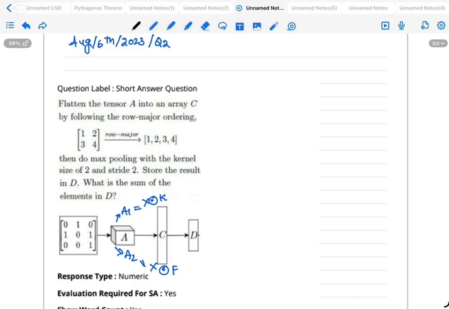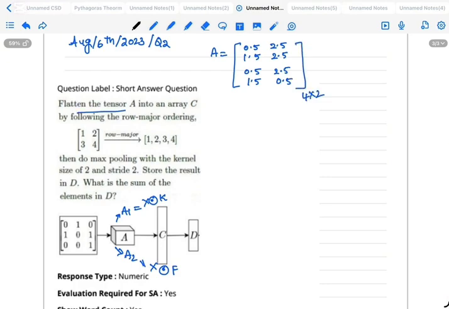So the matrix A is 0.5, 2.5, 1.5, 2.5, 0.5, 2.5, 1.5 and 0.5.